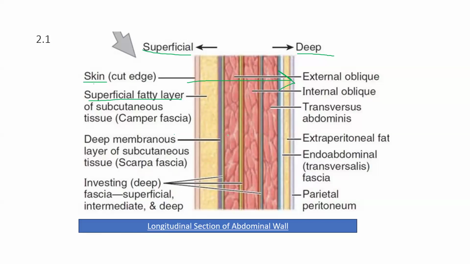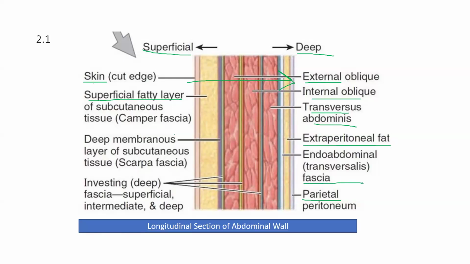We have three layers of muscles in the lateral abdominal wall. The first is the external oblique muscle, the second is the internal oblique muscle, and the third is the transverse abdominis muscle. I am not going to stress this, but you have to remember it and work on this kind of question. Then another layer is the extraperitoneal fat, and finally the parietal peritoneum, after the transversalis fascia.